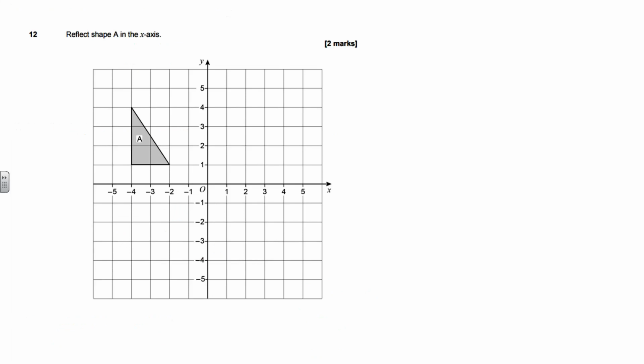Okay, question 12. Reflect the shape A in the x-axis. So the x is a cross. It's labelled for a start. So I need to reflect that down. So quite a nice reflection. 1 square down, 1 square beyond, that corner goes there. 1 square down, 1 square beyond, that corner goes there. This corner, 1, 2, 3, 4 down, 1, 2, 3, 4 beyond, it goes there.